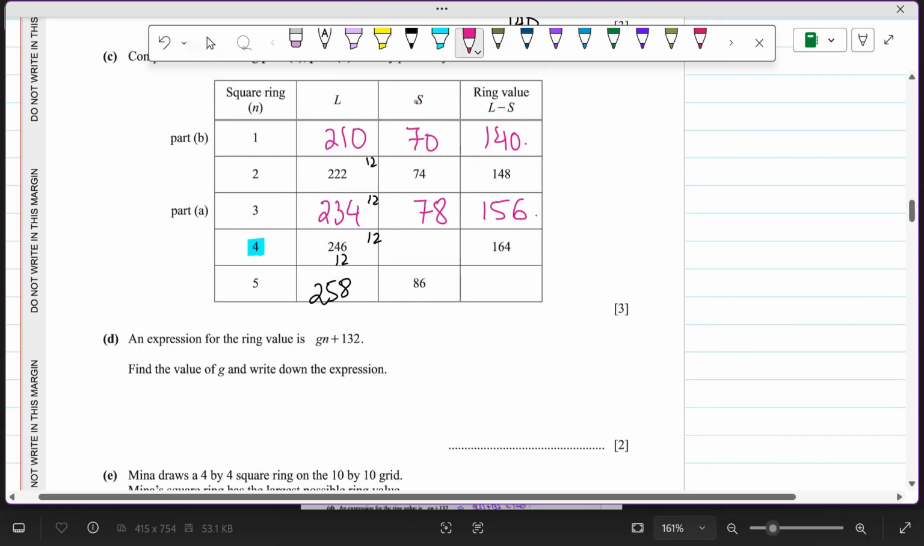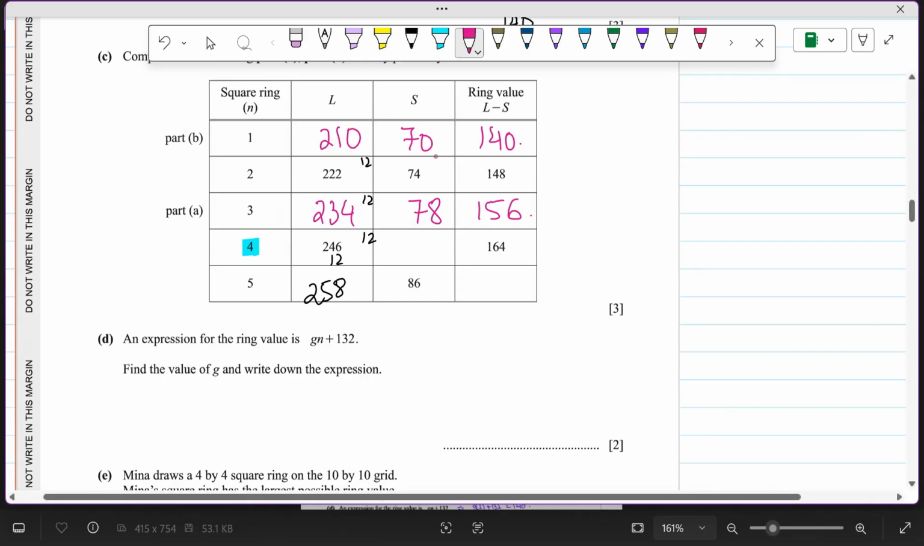Similarly, when we observe the value of S with respect to N, when N is 1 we have 70, when N is equal to 2 we have 74, when N is equal to 3 we have 78. So there is an increment of 4. When we add 4 to 78, we get 82. When we add 4 to 82, we get 86.